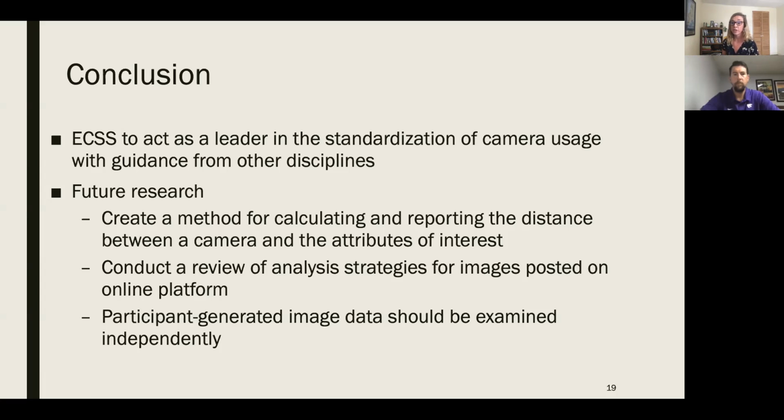We also think that participant-generated image data should be examined independently. We considered including this within our own review, but because the data collection strategy is uniquely and intentionally less under the control of the researcher and more under the control of the participant, we feel it's important to treat that independently. So these are ideas for some future research to allow ECSS to step into the position of becoming a leader in the standardization of camera usage.